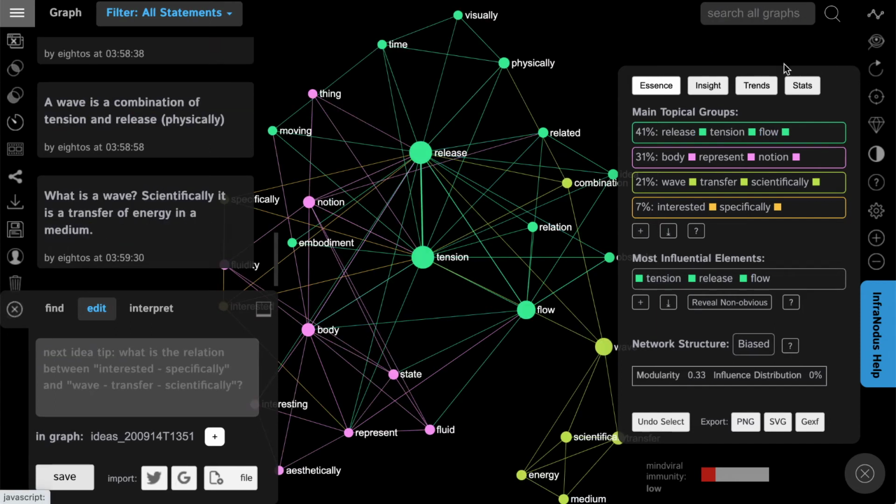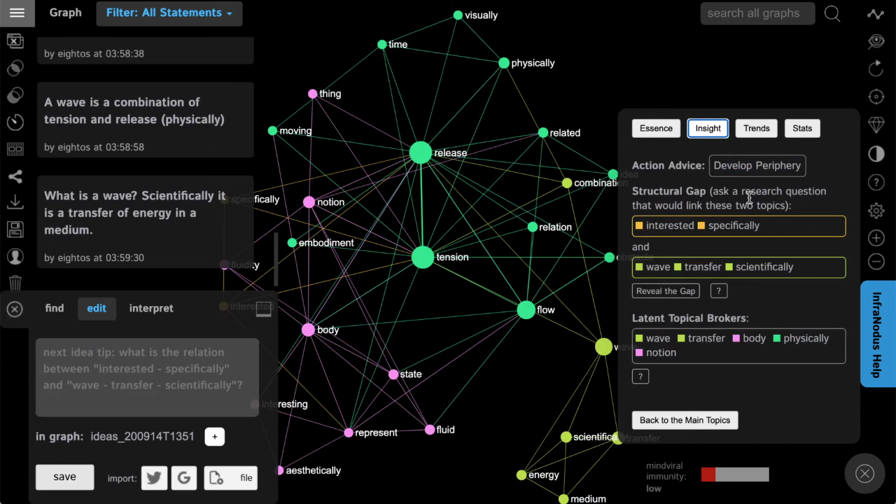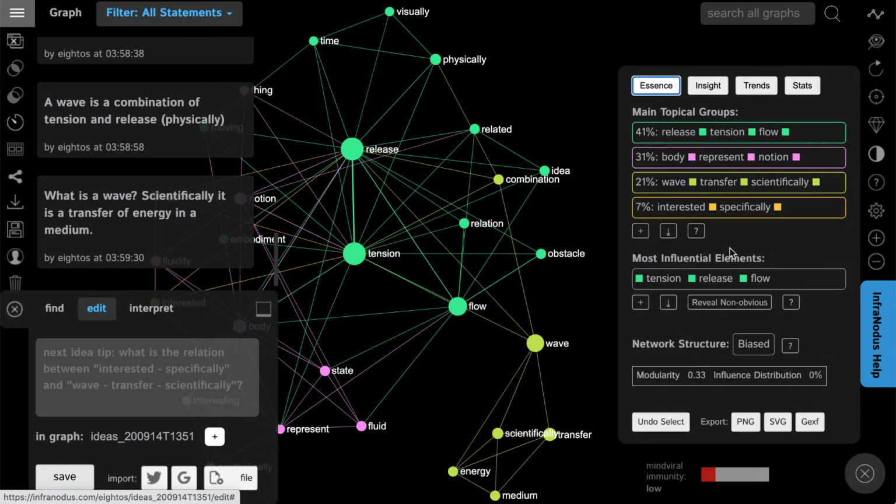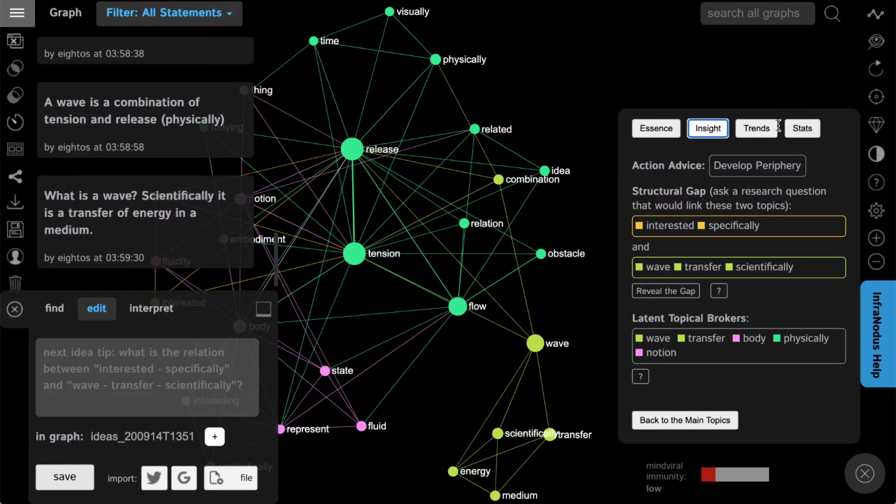And here we have a nice button inside. The recommendation is to develop periphery. What Nodus does at every time, it recommends to you to develop your discourse structurally in an interesting way. If it's too focused, like it is in this way, or even biased, then it recommends you to develop the periphery. If it was too dispersed, it would recommend you to make connections between the dispersed elements.